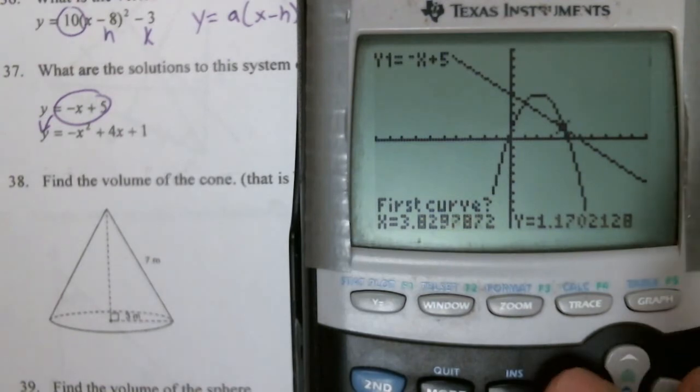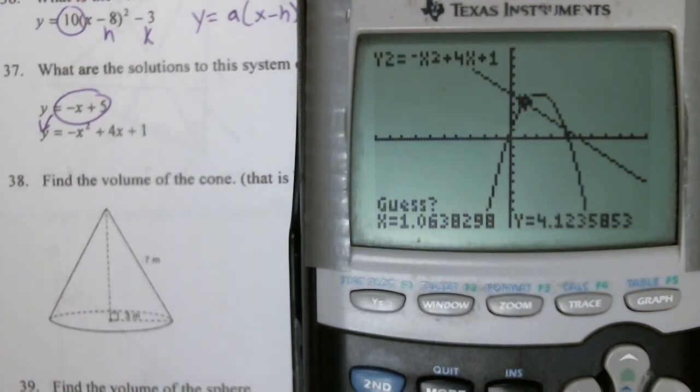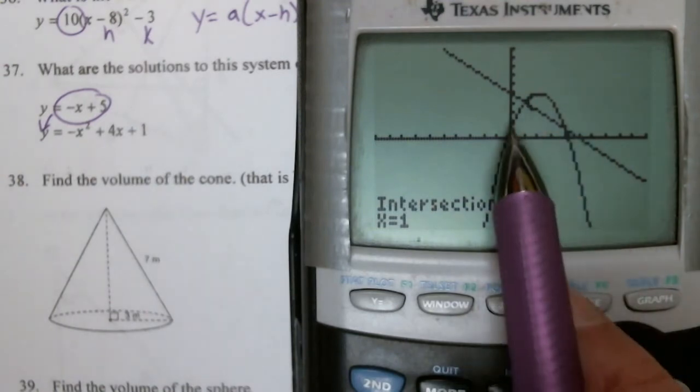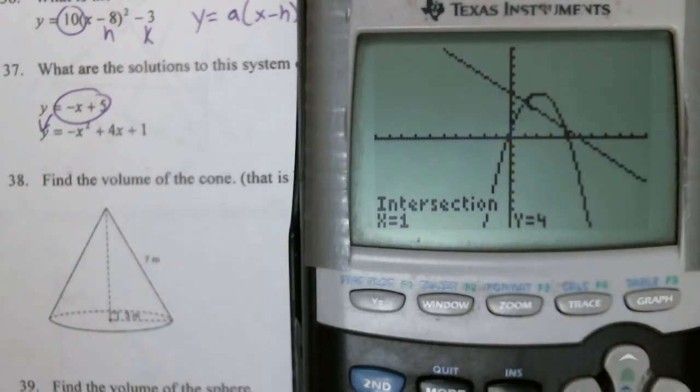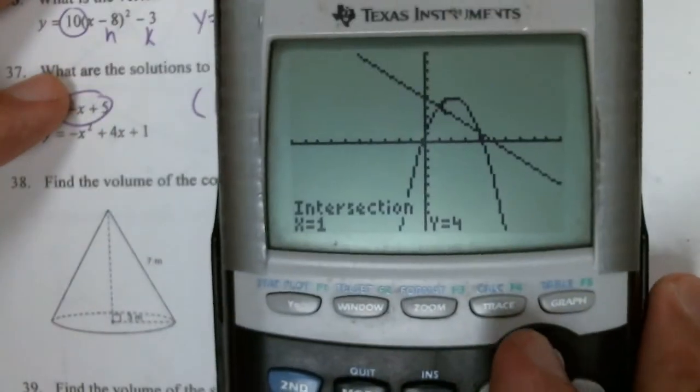So it doesn't matter. I'll tell Mr. Calculator, let's work on this one first. I want to start there. So I'm going to press enter. Second curve, enter. Yes, yes, enter. You're just going to move Mr. Spidey to the spot and press enter 3 times. So the intersection is 1, 4. That's one of my answers. 1, 4. Let's go back and let's do it again.